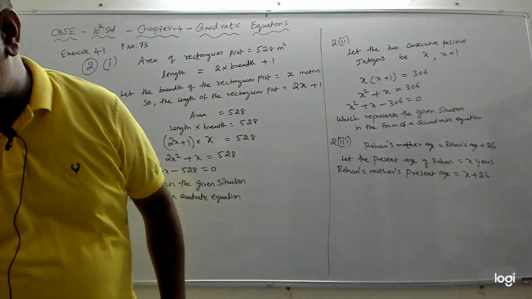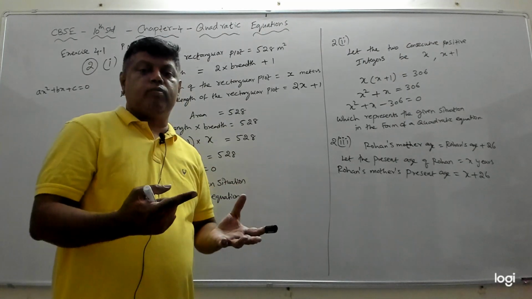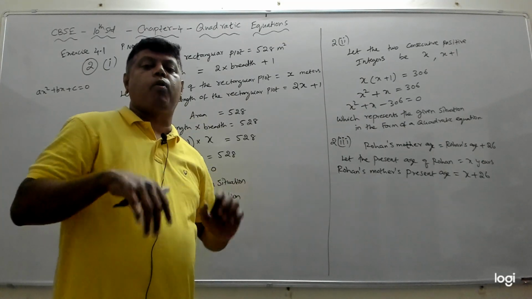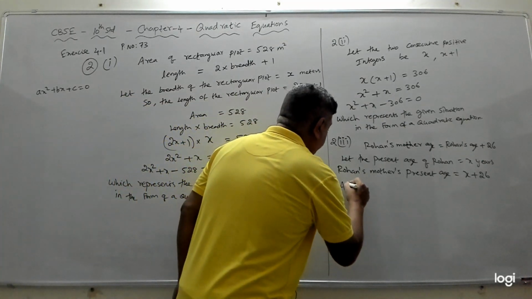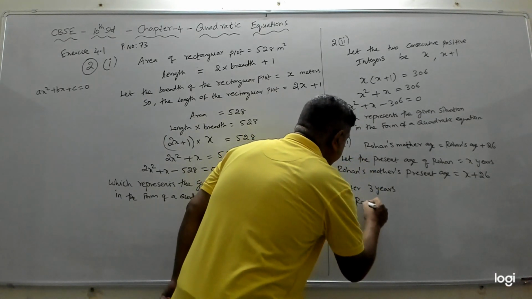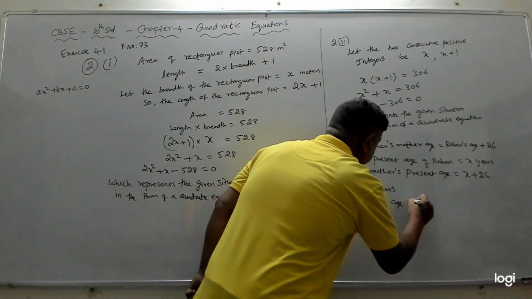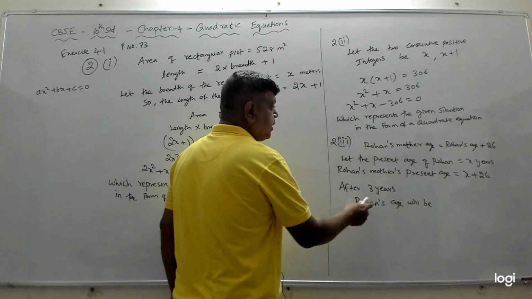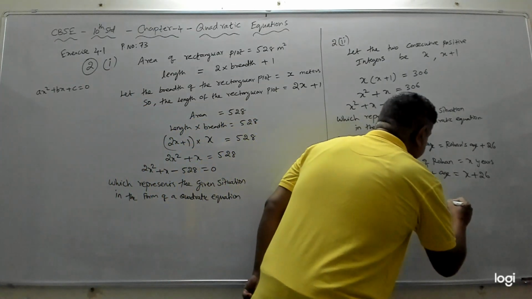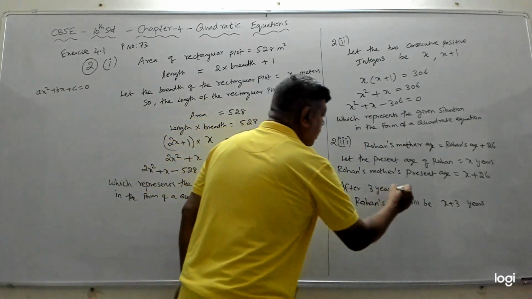It says the product of their ages 3 years from now. Product of these ages 3 years from now means we have to find what will be their age after 3 years. So after 3 years, what is their age? After 3 years, Rohan's age will be, what will be Rohan's age? His present age is x. Currently he is x years old. After 3 years, he will become x plus 3.